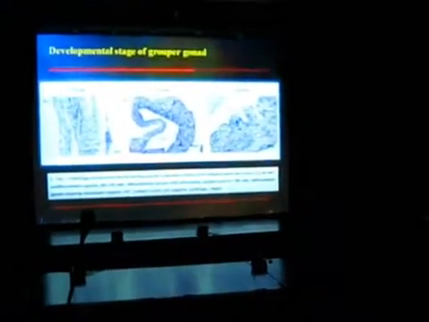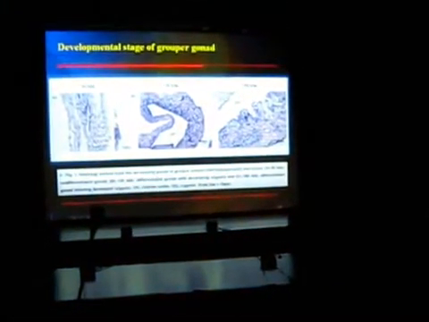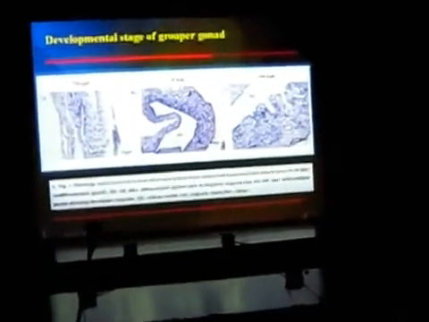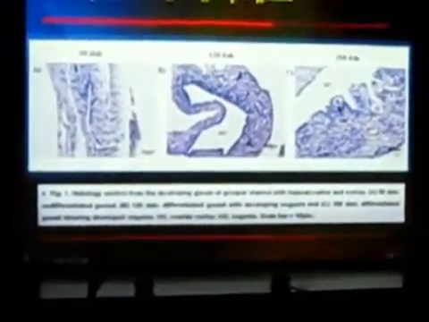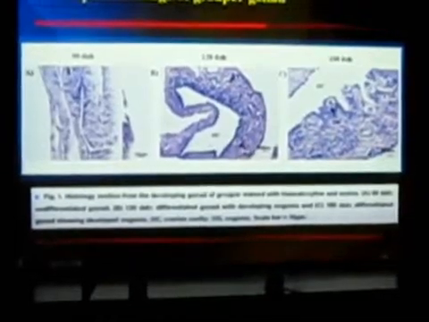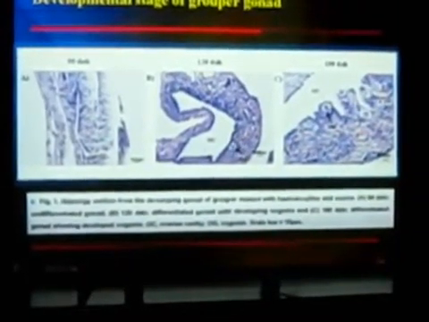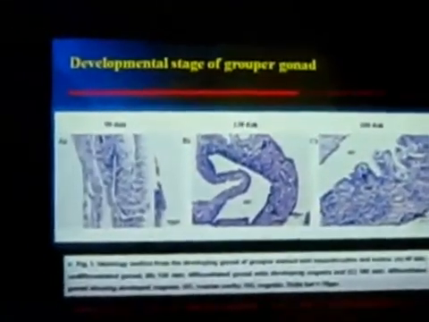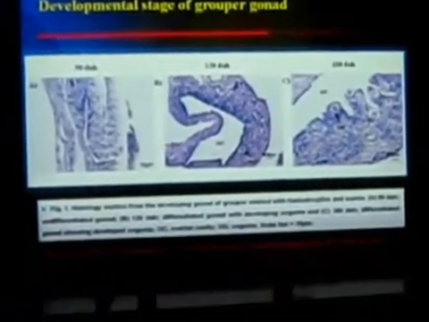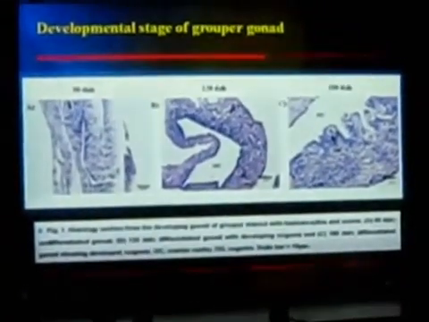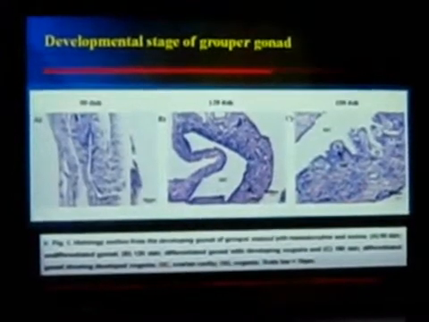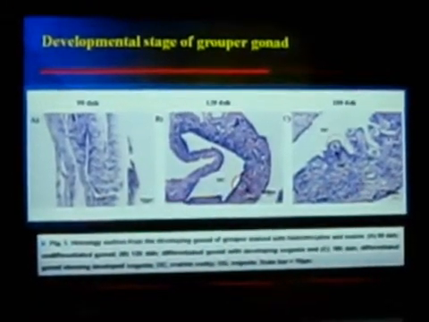So we did the developmental changes of the gonad of the grouper. We checked in the 90 days and 120 and 180 days. Here you can see the difference between 90 and 120. The ovarian cavity is very clear in 120 days. And the developing oogonias seem very clear here, but not in the 90 days. But come to 180 days, it's almost completely developed oogonia. So we confirmed that the gonadal sex differentiation occurred around 120 days.